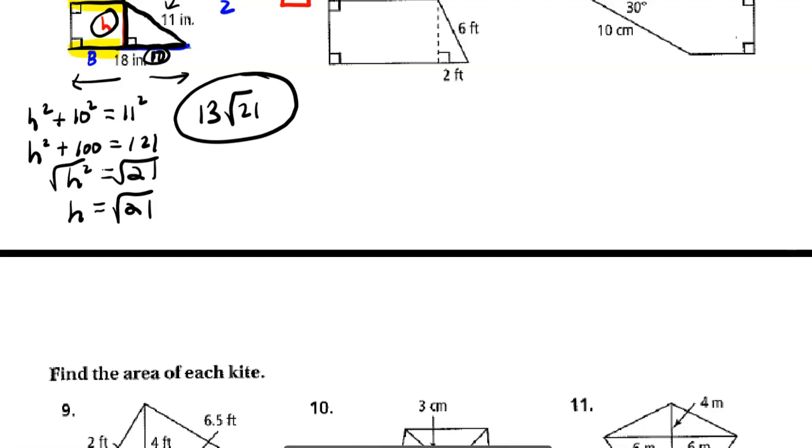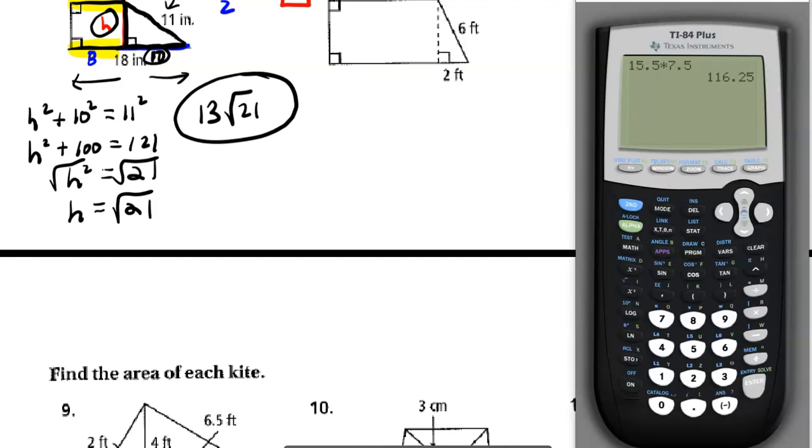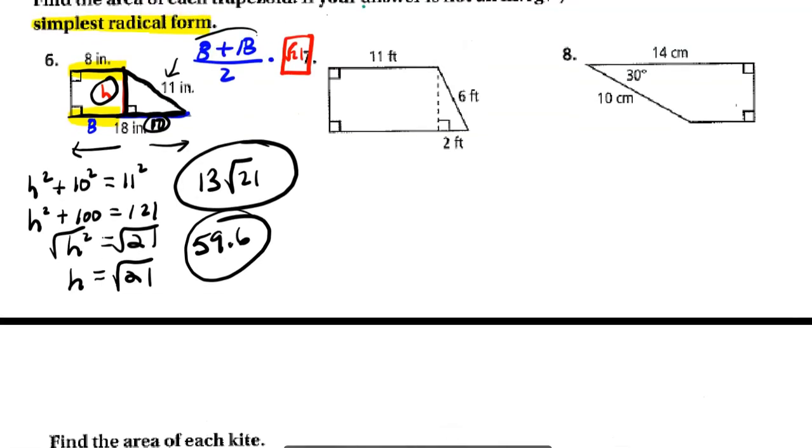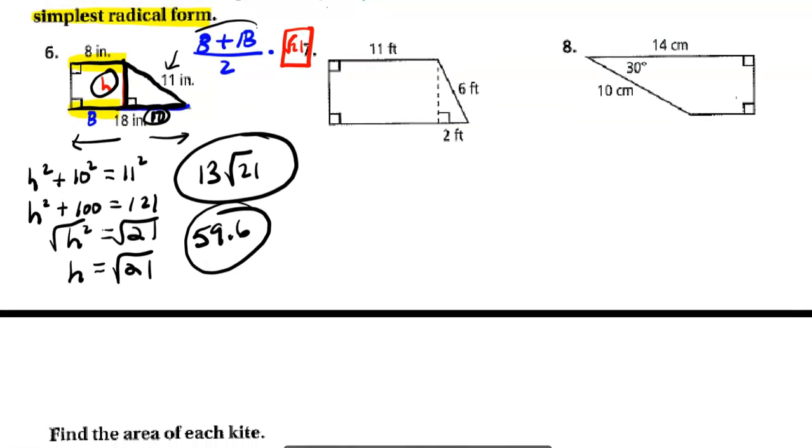Now, if I really wanted the decimal, I could bring the calculator back up, and I could multiply it out, and I could do 13 times radical 21 equals, and get 59.57 or 59.6. So if we really needed to, that would be an approximation. All right, next problem, looking over here at number 7.